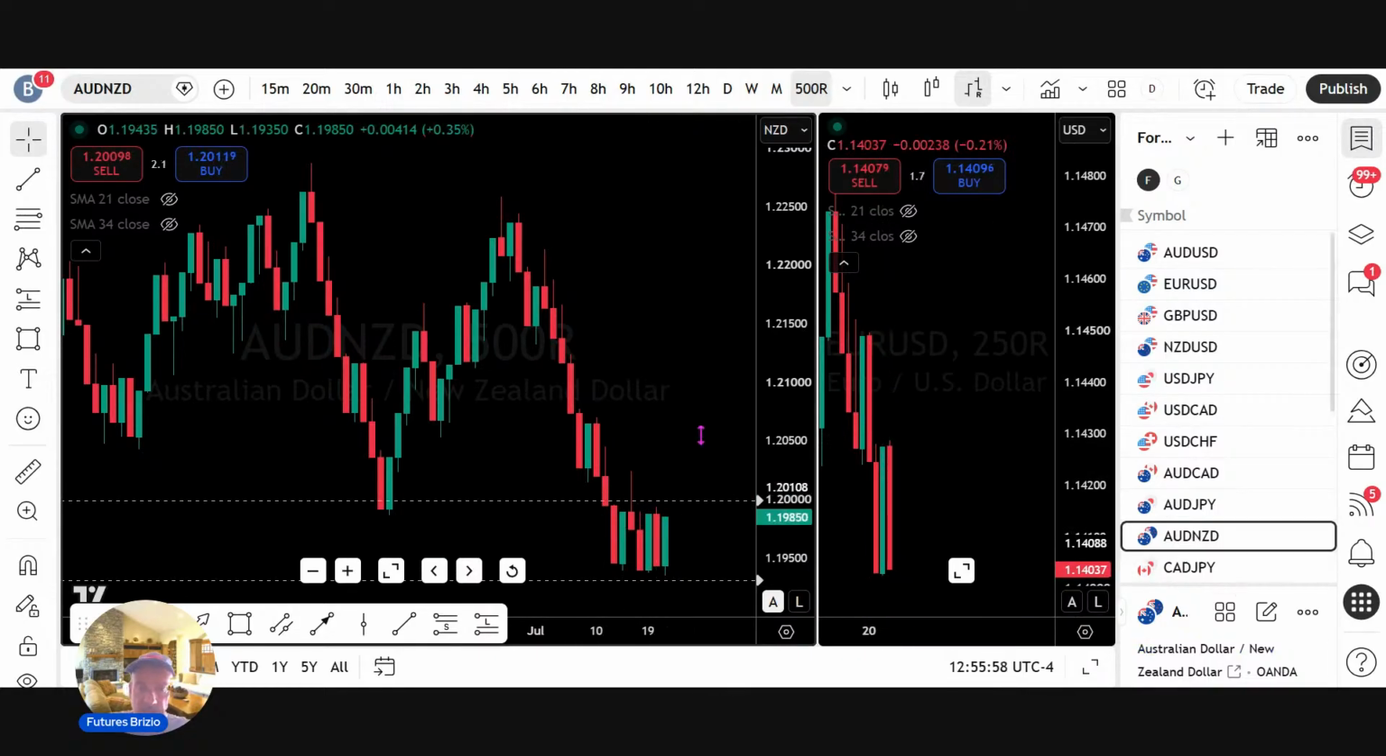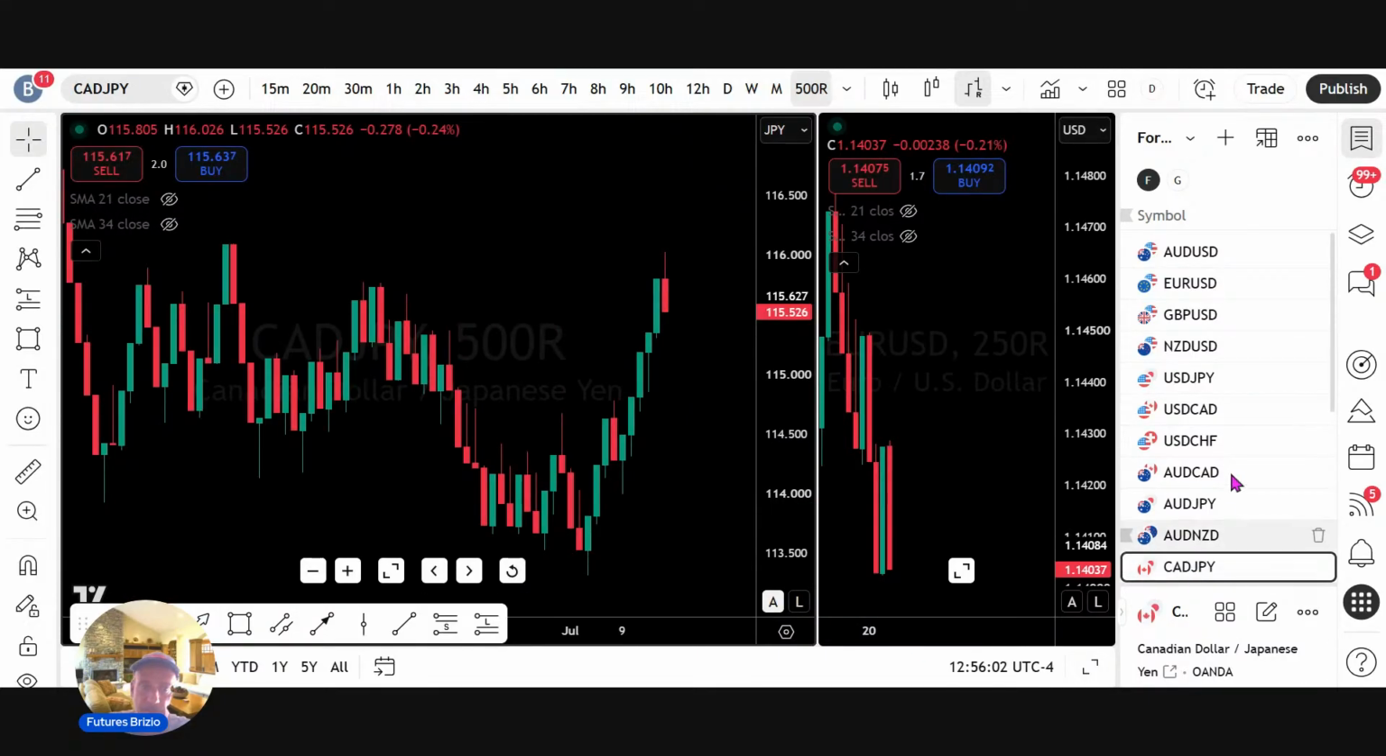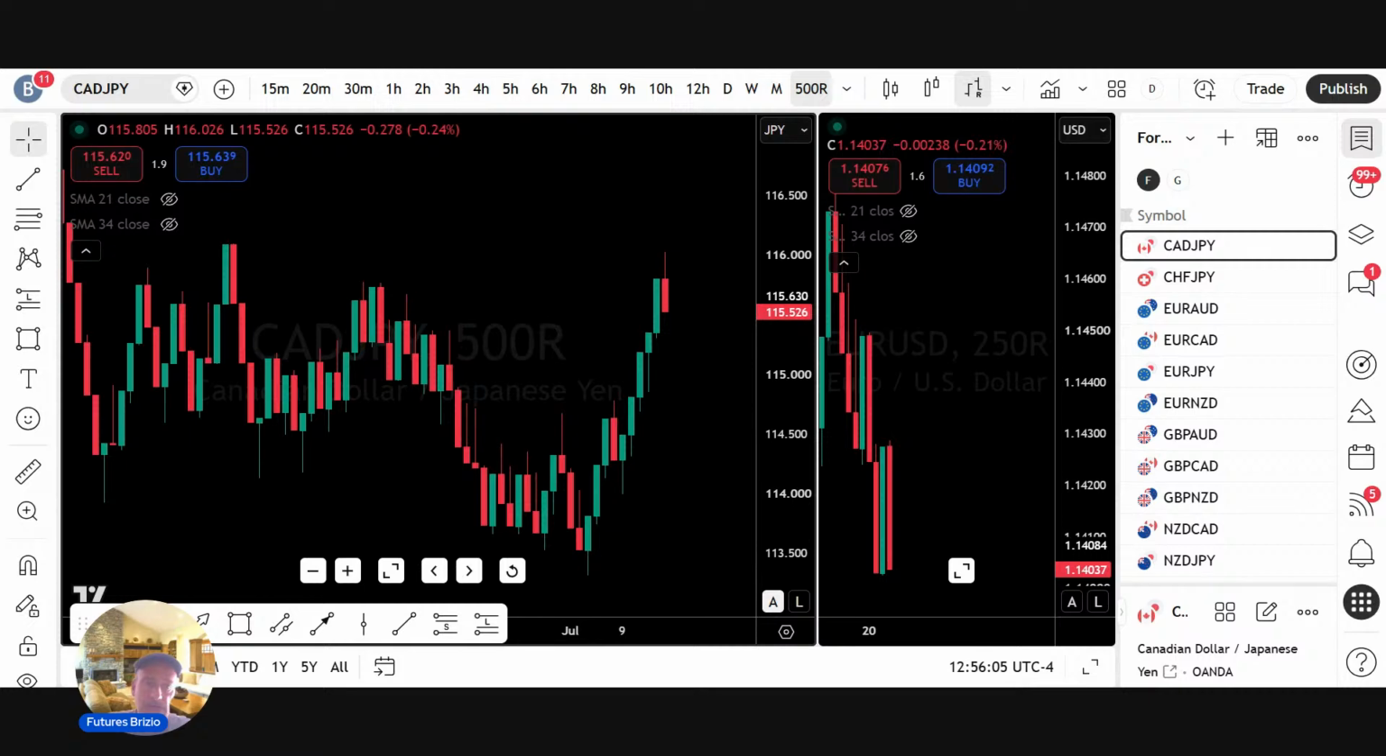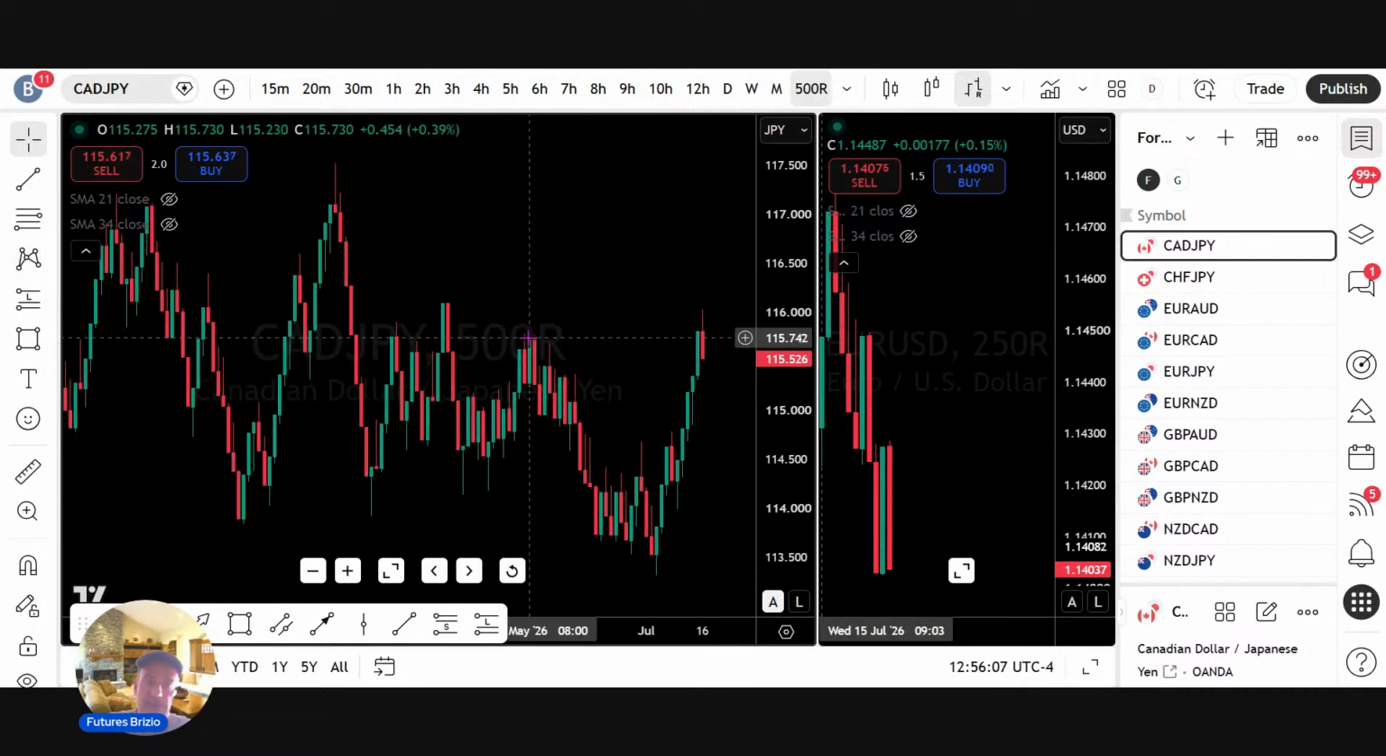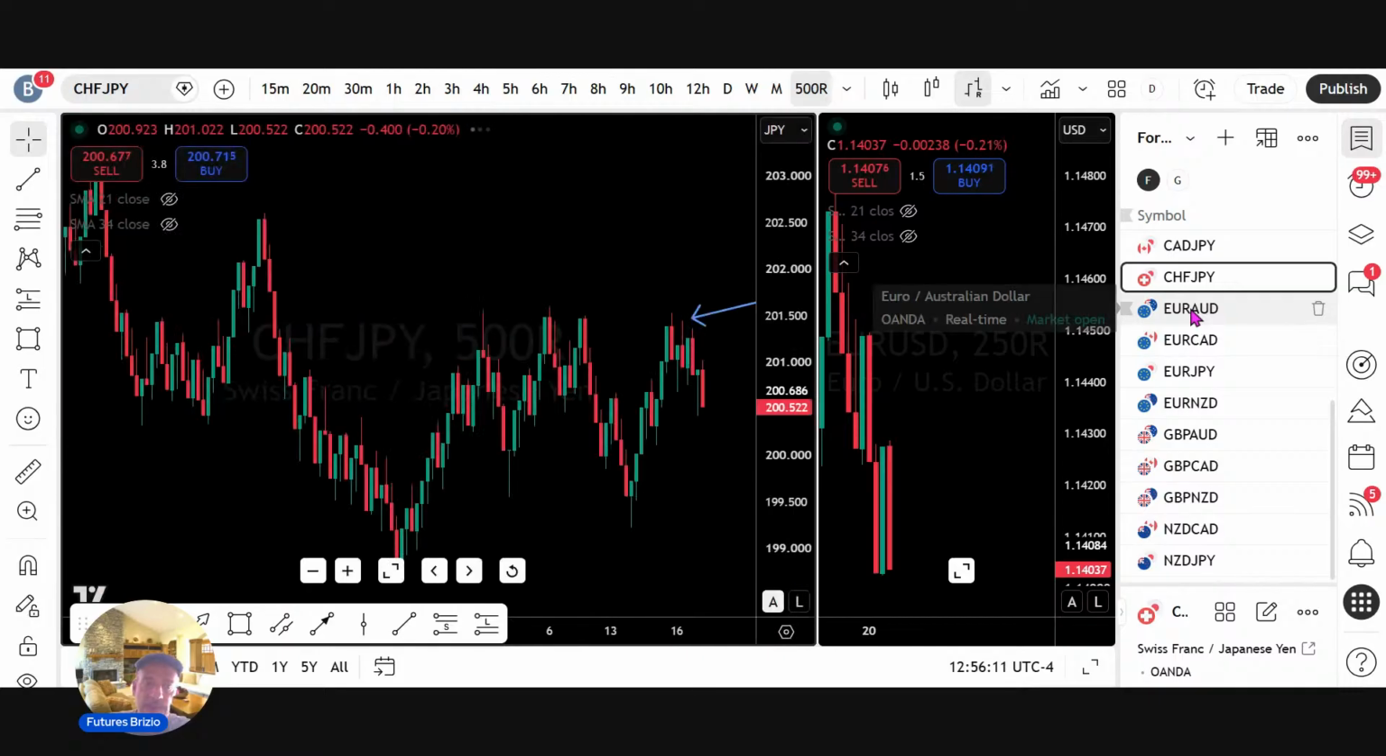Okay, Aussie New Zealand. You can see I do have alerts set above and below that range if it breaks out. Really nothing on CAD yen, plus it's kind of approaching some swing highs. You can see it's reacting off of there.